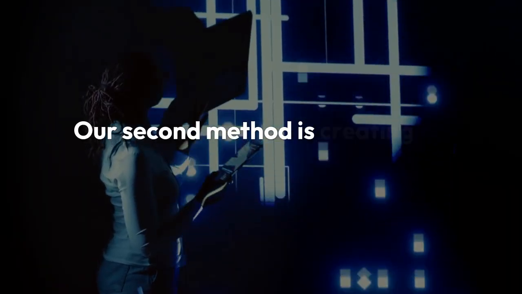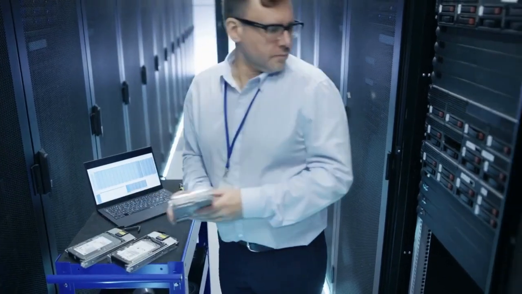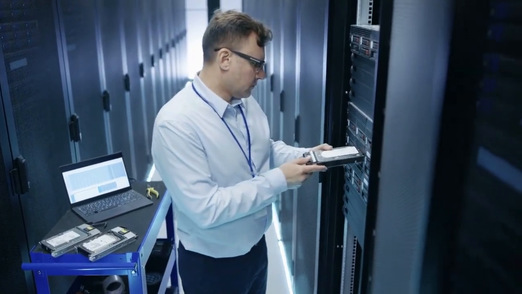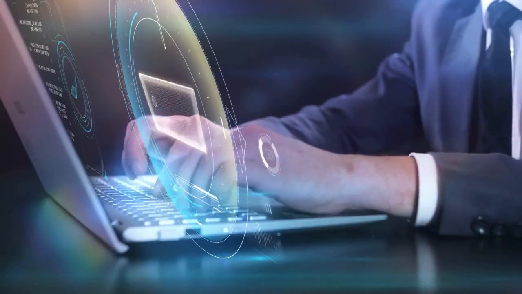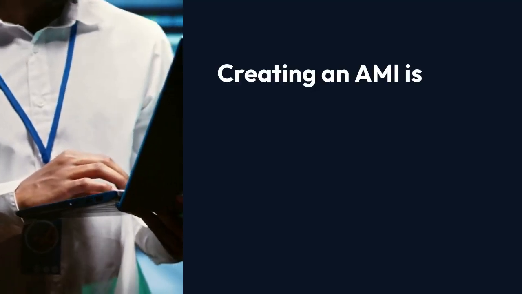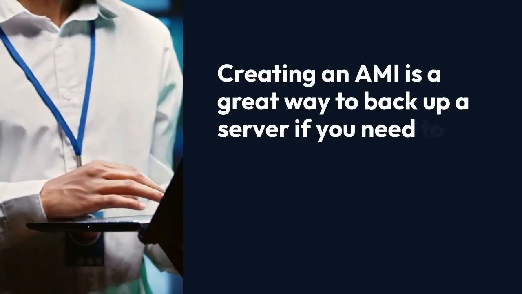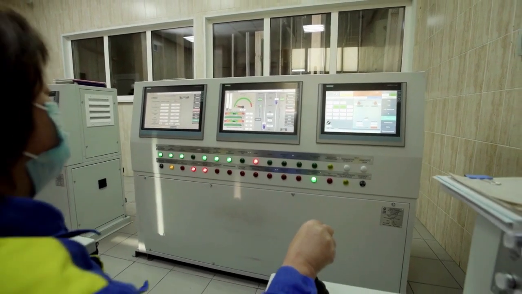Our second method is creating an Amazon Machine Image, or AMI. An AMI is more than just a data backup. It's a complete template of your entire instance. This includes the operating system, all your installed software, and the data. Creating an AMI is a great way to back up a server if you need to quickly launch an identical copy later. The process is similar to the first method.